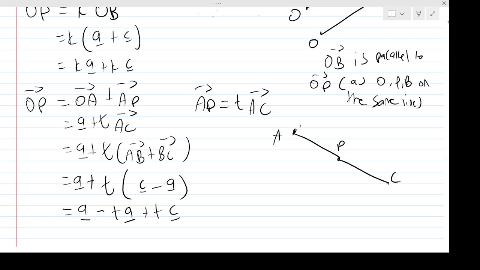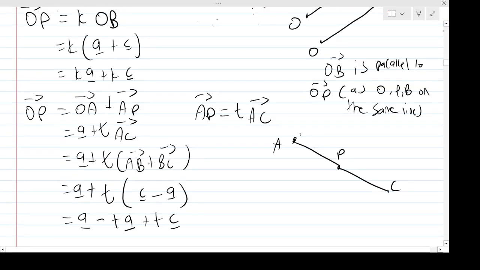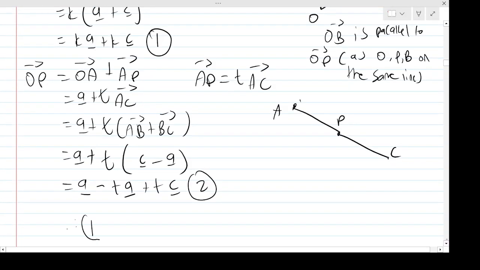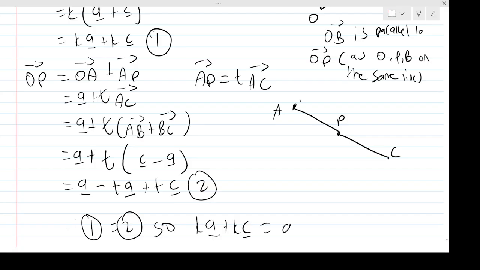Well, actually then, now we're actually heading somewhere, because now we have two different expressions for O to P. This expression, I'll call that expression 1, and this expression for OP, another expression, but they're the same vector. They're the same vector for O to P. So that means they both have to be equal, right? So therefore, I can say that 1 equals 2. So that means Ka add Kc is equal to A minus T lots of A, add T lots of C.